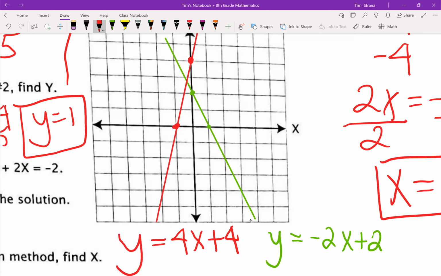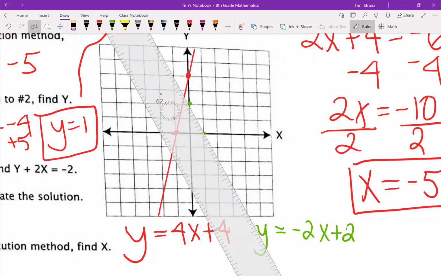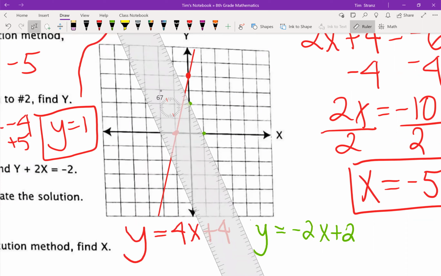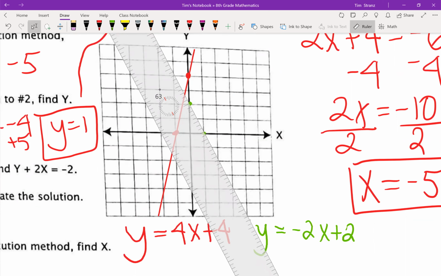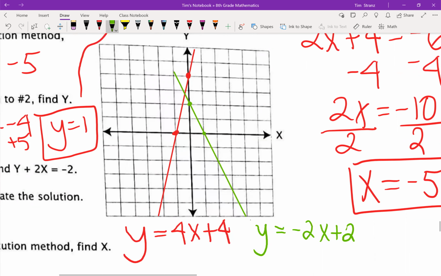Okay, they're not lining up exactly, so I'm going to try the green one more time. I got y equals negative 2x plus 2. 2 over 1. Let's try this again. It should line up exactly on a point. I'm not seeing that happen on this one, though, which makes me think I either got it wrong when I put it in slope-intercept form. So let me check that.